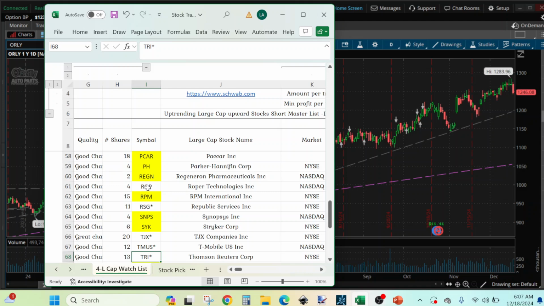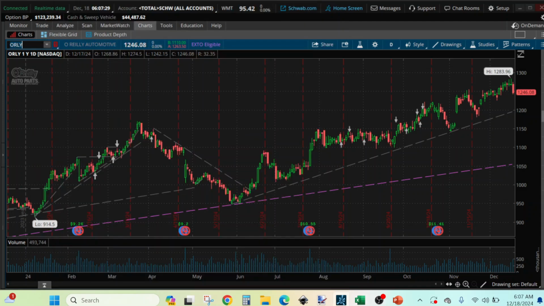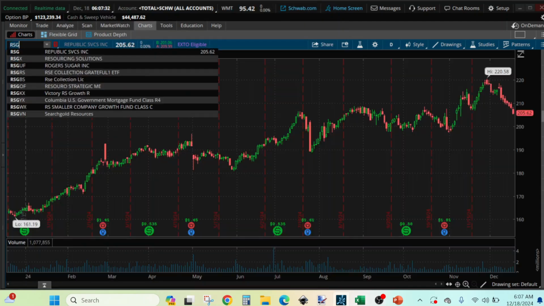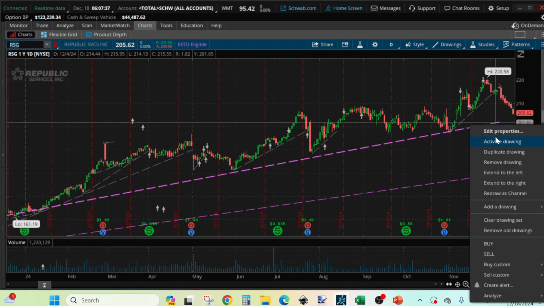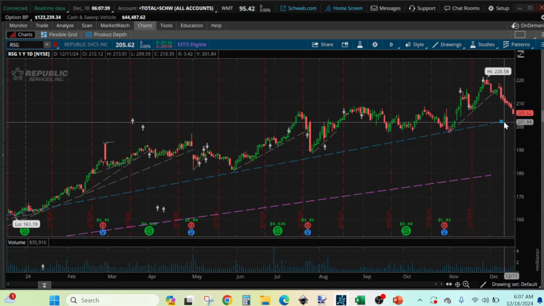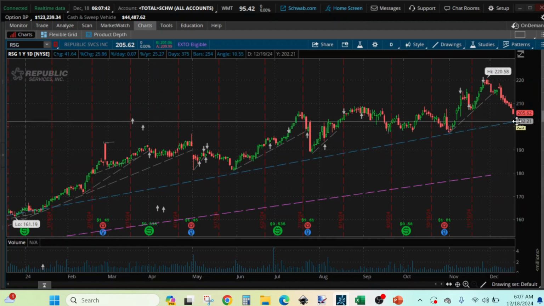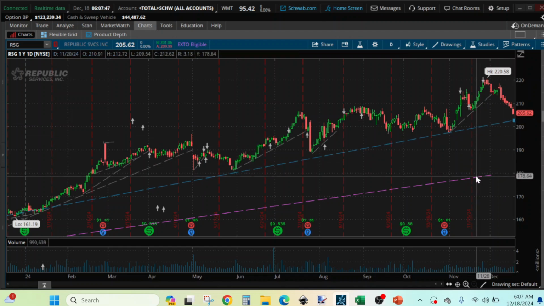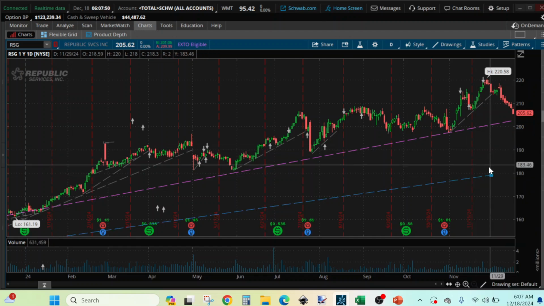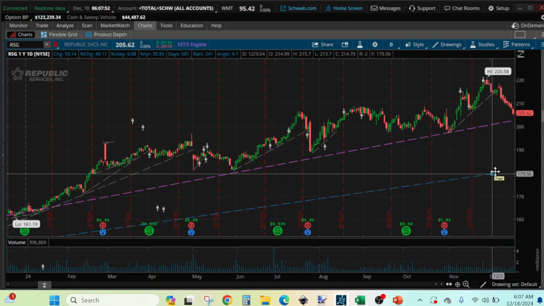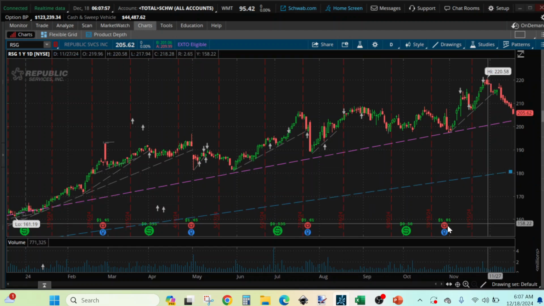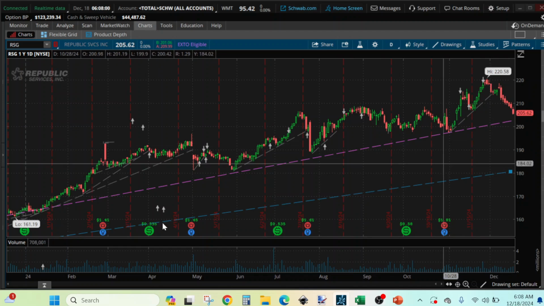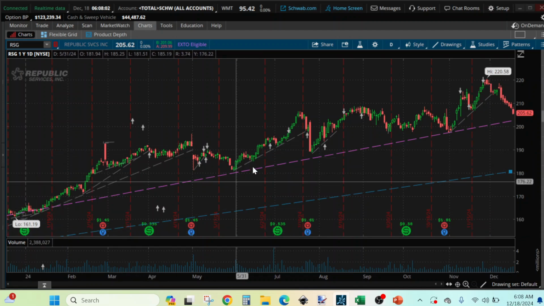RSG. This one we are going to take it out of the list. RSG, we are going to buy at this line if that is the line that is going to follow next. And we do have this line that, if I can use some reference point, I'm using this intersection here. But yeah, I like how cleanly it followed this line.